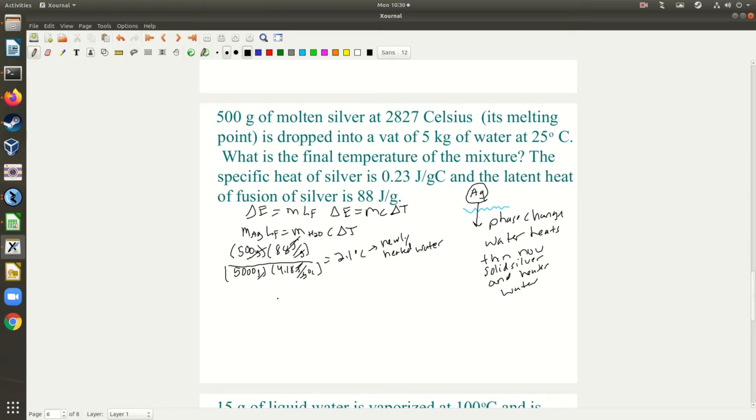Now, you have to think of it still as two different substances. We now have Ag, that's a solid, at the melting temperature, because remember, it's latent, it doesn't change temperature during a phase change. So that's at 2827 degrees Celsius. And we have water, H2O, now at 2.1 plus 25, that's 27.1. And so we have two different substances.